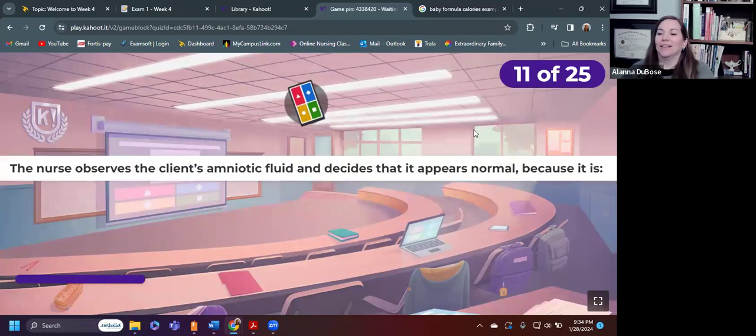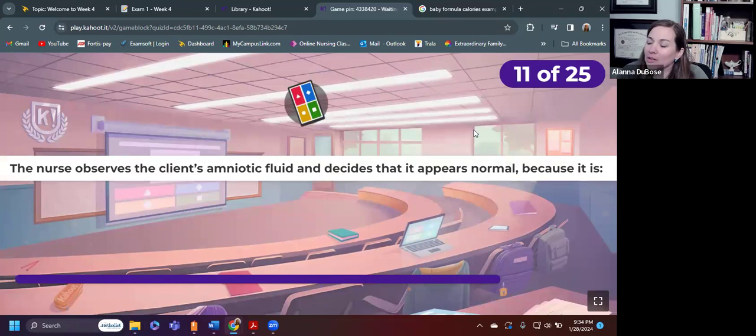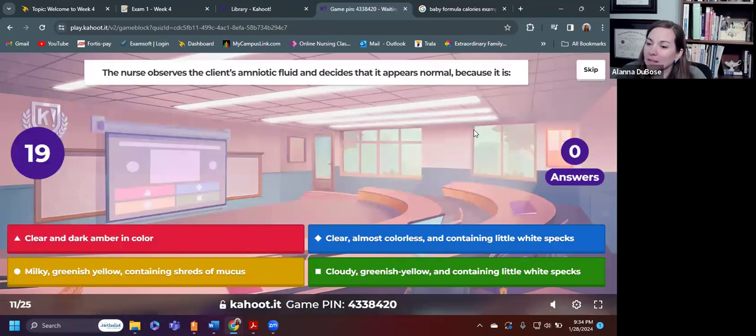Okay. The nurse observes the client's amniotic fluid and decides that it appears normal because it is: red, clear and dark amber in color; blue, clear, almost colorless and containing little white specks; yellow, milky greenish yellow containing shreds of mucus; green, cloudy greenish yellow and containing little white specks.